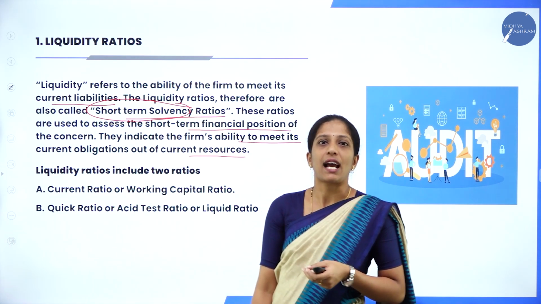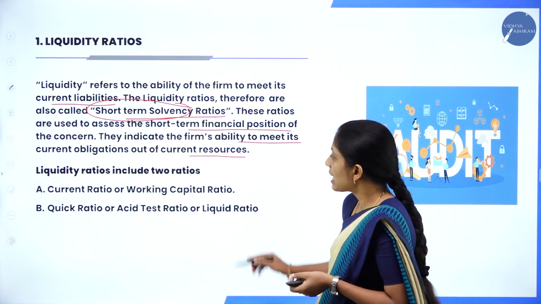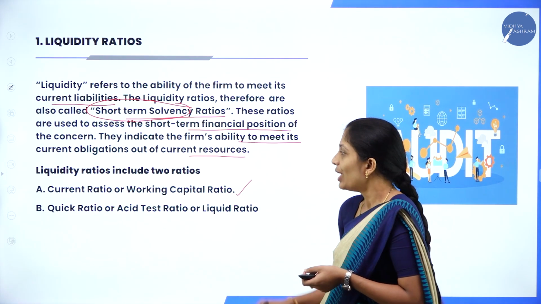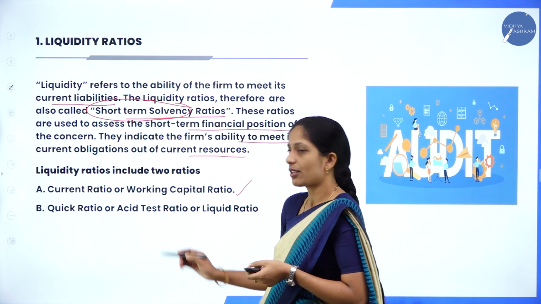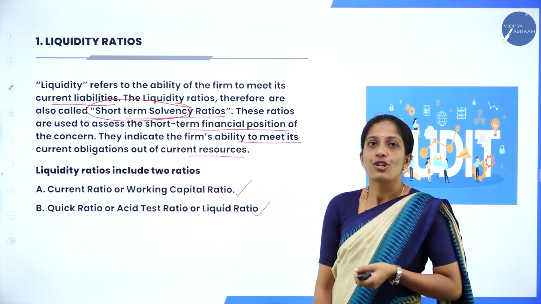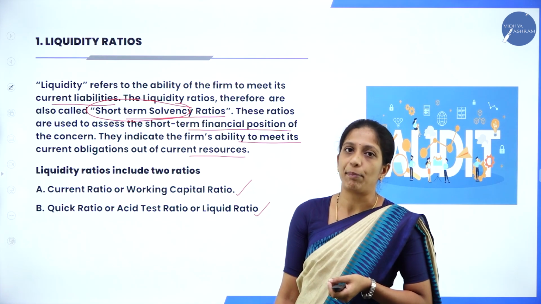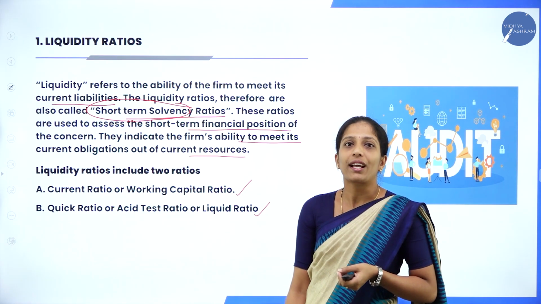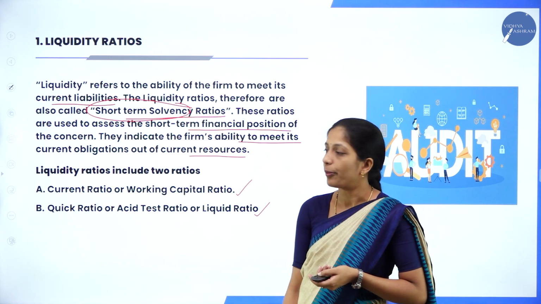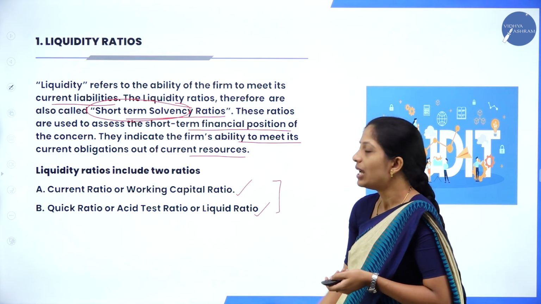So let us see what are the types of liquidity ratios. Liquidity ratio includes two ratios: the current ratio, also called the working capital ratio, and the second one is the quick ratio, also called the acid test ratio or liquid ratio. So what are the two types of liquidity ratio? The current ratio or working capital ratio, and the quick ratio or acid test ratio or liquid ratio.